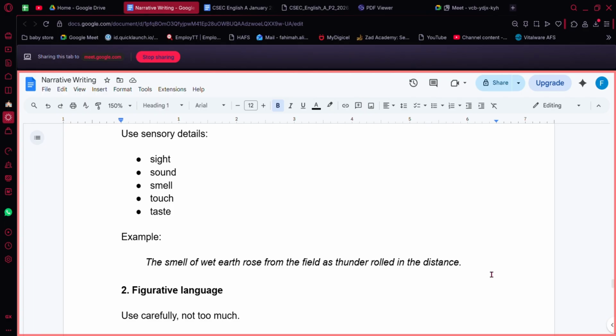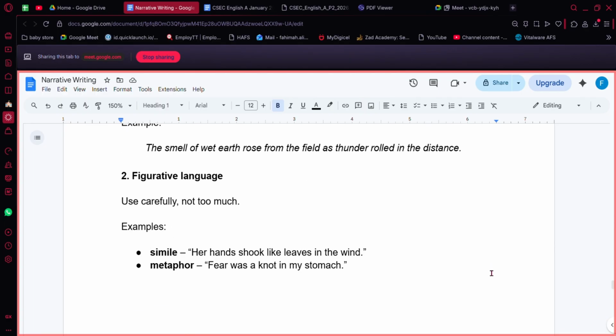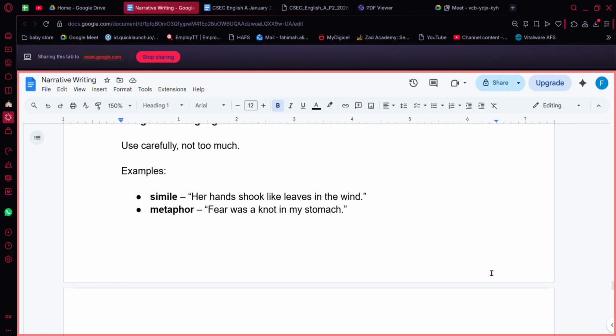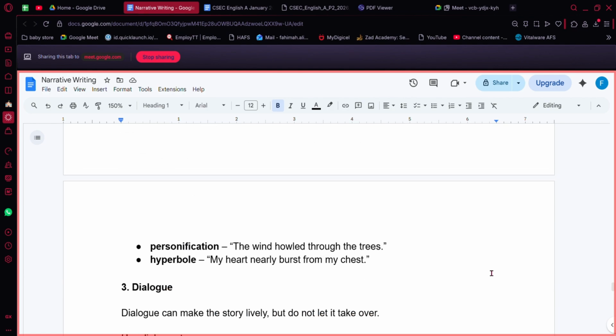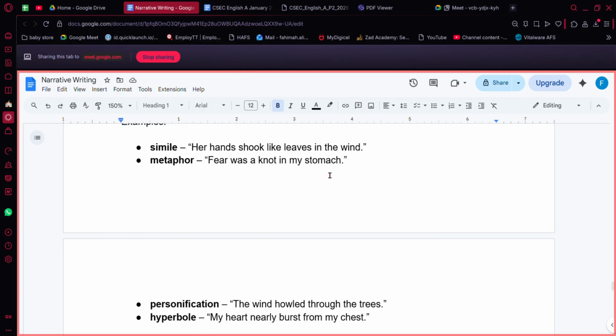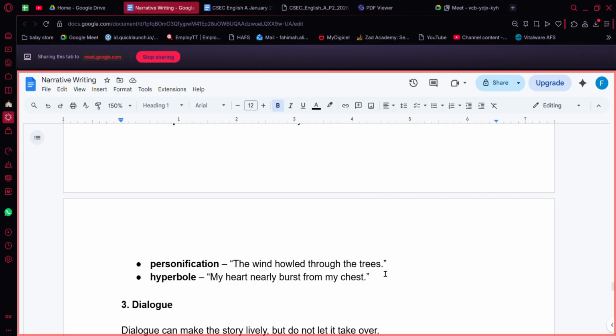You also have figurative language. So use it carefully, don't overuse it. So this is just where you use different literary devices like similes, metaphors, personifications, hyperboles. So you could say her hands shook like leaves in the wind to describe that she was feeling nervous or scared. Fear was a knot in my stomach to show that you're feeling scared. The wind howled through the trees to create the atmosphere of something spooky and creepy. My heart nearly burst from my chest to describe that your heart was pounding, or you felt so much joy and happiness or love.